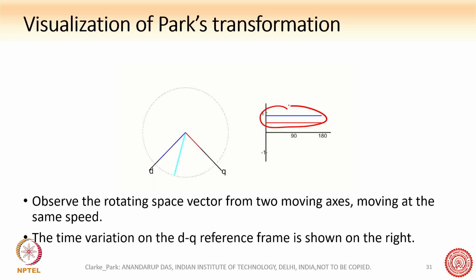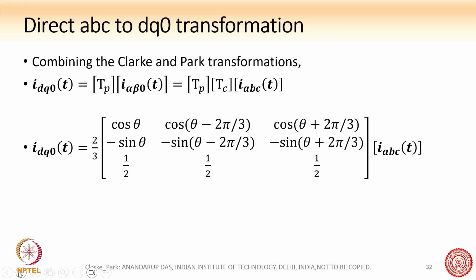Because we got a power expression in alpha beta, we will also get a similar power expression in DQ, and magnitude wise they must come out to be the same. That is how we will define our matrices. But the biggest advantage is that in DQ quantities we are getting DC, and that helps our controller design. So again, you can of course do a direct ABC to DQ transformation, and this is the matrix for that.